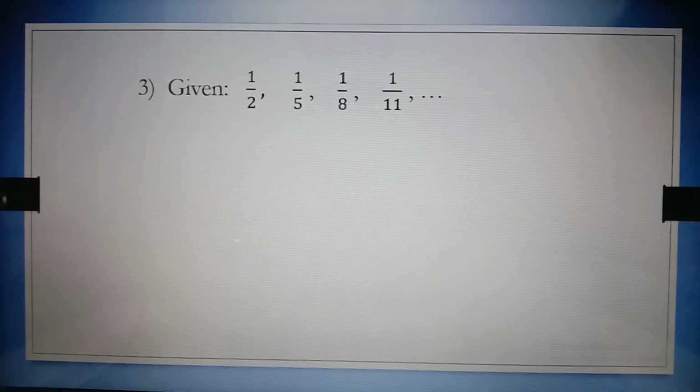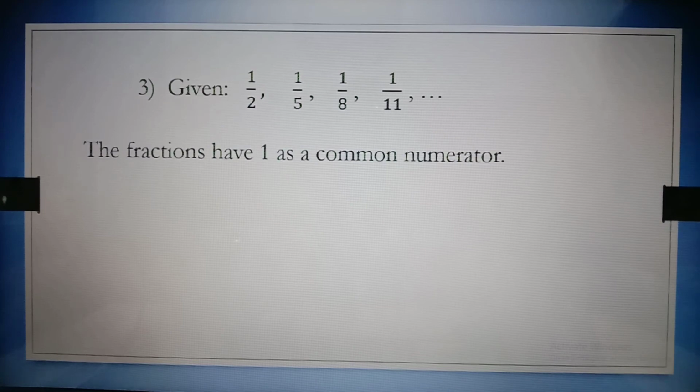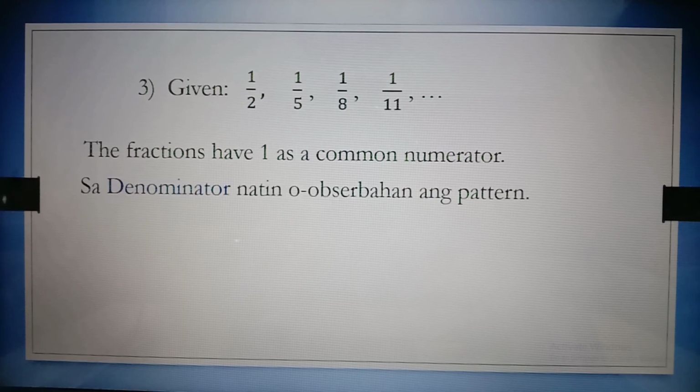Okay, let us have this next example. In this example, you will notice that the numerator are the same. So, ibig sabihin, wala na tayong obserbahang pattern. Kasi meron tayong common numerator. Pero, kung makikita mo sa denominator, the denominator is increasing. From 2 naging 5, from 5 naging 8, ang 8 naging 11. So, yun ang ating obserbahan.